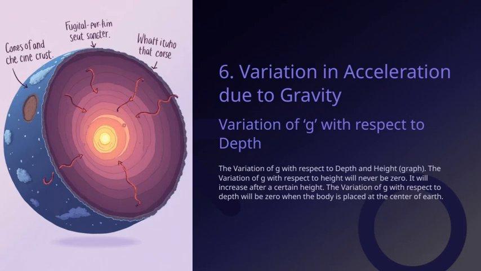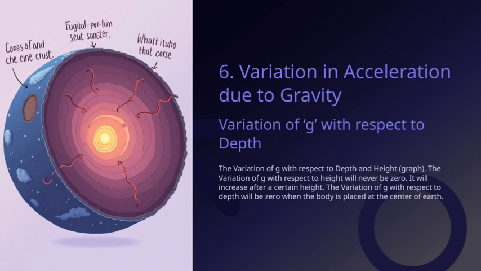Let's take a closer look at how the acceleration due to gravity, or g, varies with respect to depth and height. Starting with the variation of g with height, you'll notice that it never actually reaches zero. In fact, as you go higher, g will decrease but only up to a certain point, and then interestingly, it begins to increase again. This might seem counterintuitive at first, but it makes sense when you consider the Earth's gravitational field and how it diminishes with altitude before reaching a minimum and then changing behavior at very high elevations.